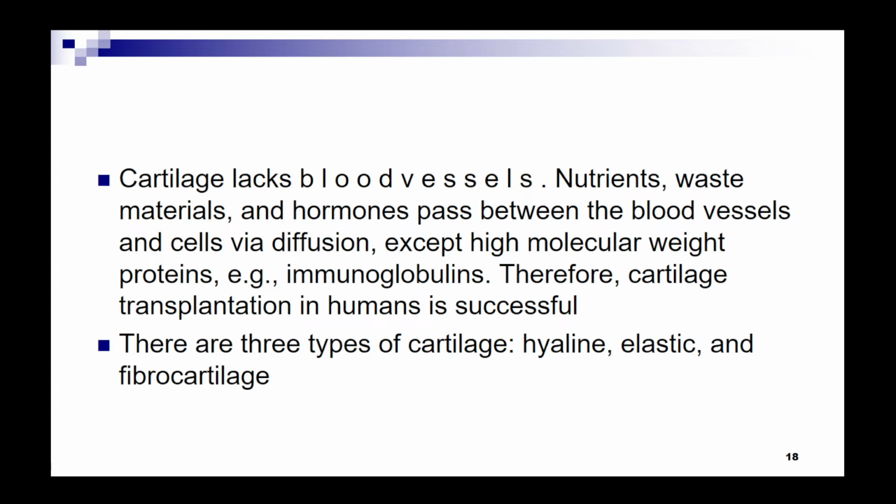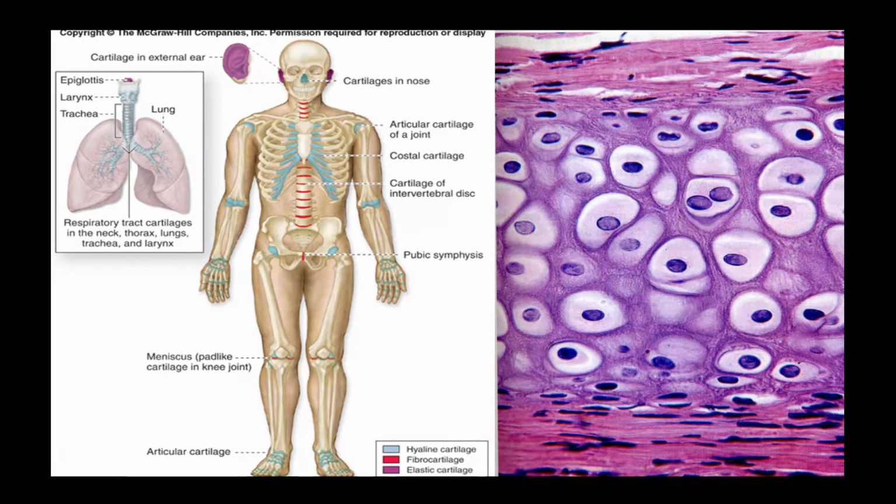There are three types of cartilage: hyaline, elastic, and fibrocartilage. Look at this one. We have seen the position of this cartilage in the human body. The purple color is elastic cartilage. Ordinarily, this is the auricle of the external ear. Also, we are talking about the tip of the nose, also elastic cartilage. Some elastic cartilage is also present inside the bronchi.